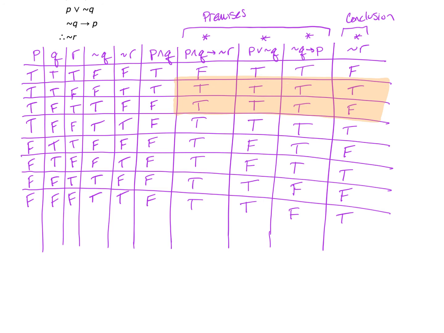Okay, and there's one more critical row here where all the premises are true. The conclusion also happens to be true, but you only need just one time that all your premises are true and your conclusion is false to tell you that this is an invalid argument. So this row right here tells me that the argument is invalid.